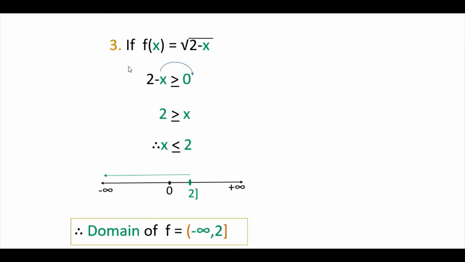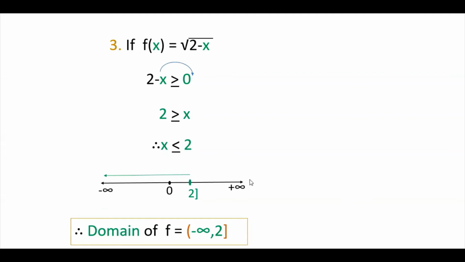This is another one. If f of x is equal to square root of 2 minus x. In the previous case, it was x minus 2, so here 2 minus x. So 2 minus x is greater than or equal to 0. Therefore 2 is greater than or equal to x. Therefore x is less than or equal to 2. So here all the x values are either 2 or less than 2.